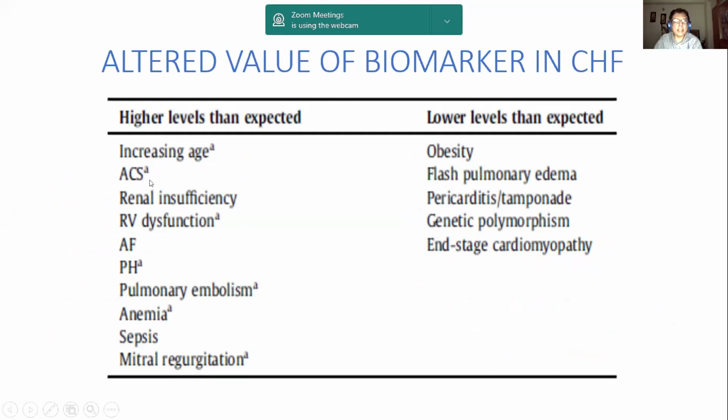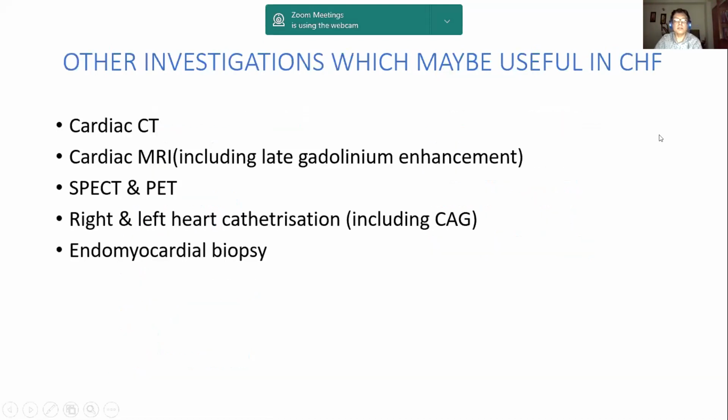We can get higher levels in aged patients, in patients with renal insufficiency, RV dysfunction, atrial fibrillation, pulmonary hypertension, pulmonary embolism, anemia, sepsis, mitral regurgitation. And the lower level is expected in obesity, pulmonary edema, flash pulmonary edema. We all know that it can occur with renal artery stenosis, in cases of pericarditis and in case of end-stage cardiomyopathy.